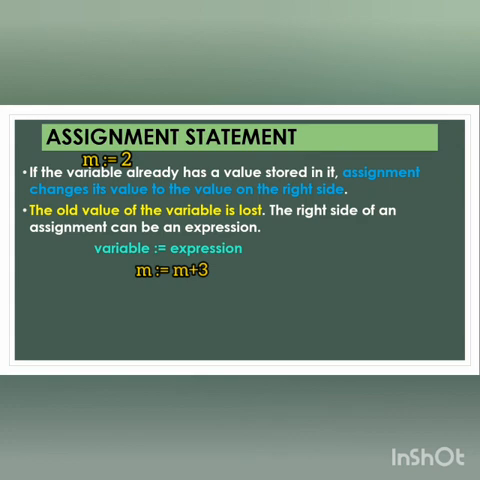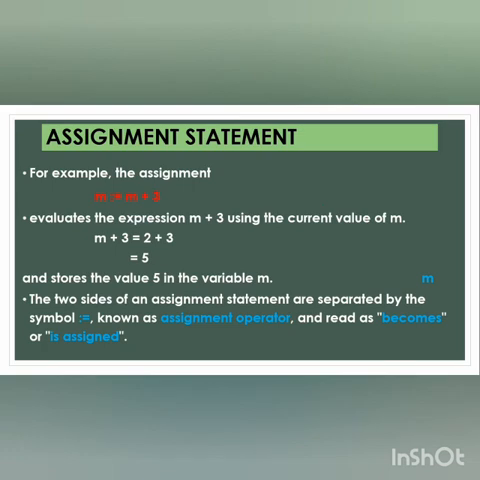In the first line, what is the value of m? The value of m is 2. Now, the expression is m plus 3. So, the m value is 2. So, 2 plus 3 is 5. Now, the value of m is changed from 2 to 5. So, the above statement evaluates the expression m plus 3 using the current value of m. So, m plus 3, that is 2 plus 3 is equal to 5. Now, the value 5 is stored in the variable m.